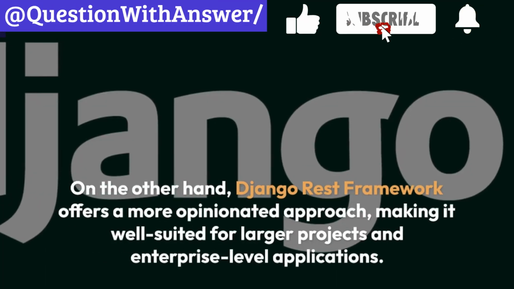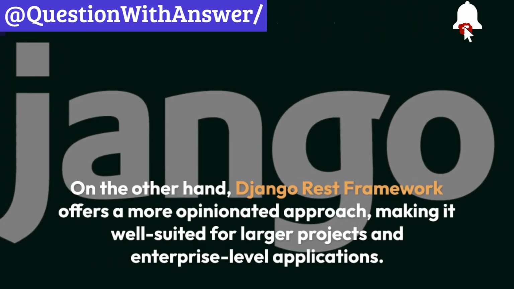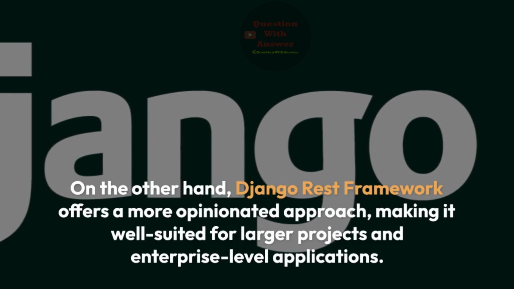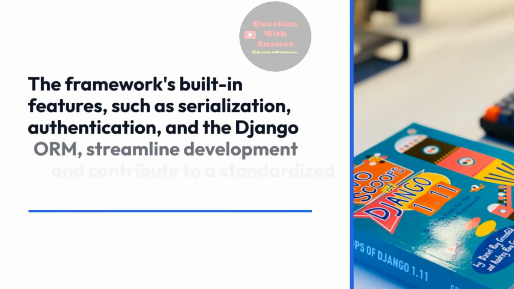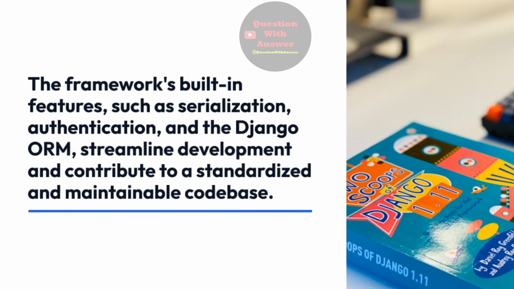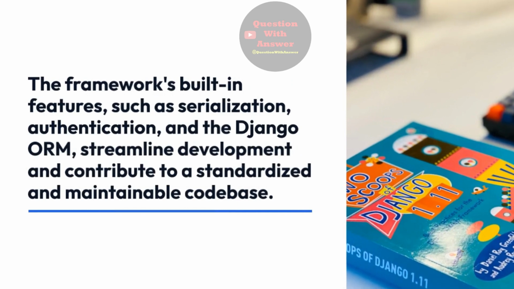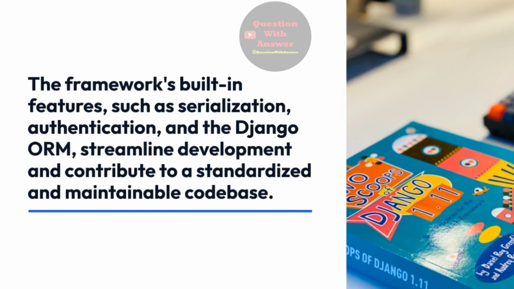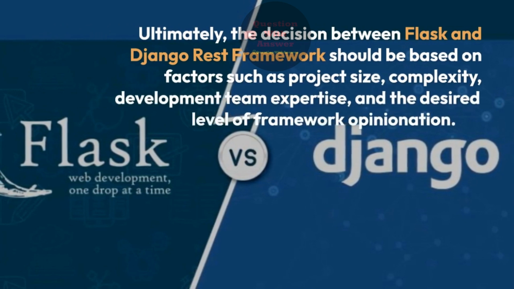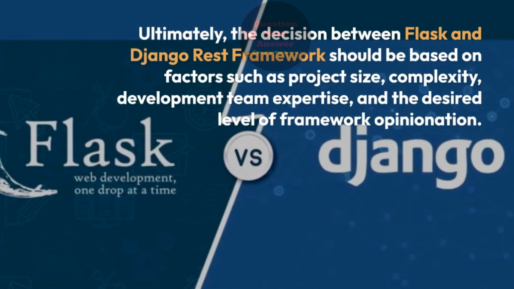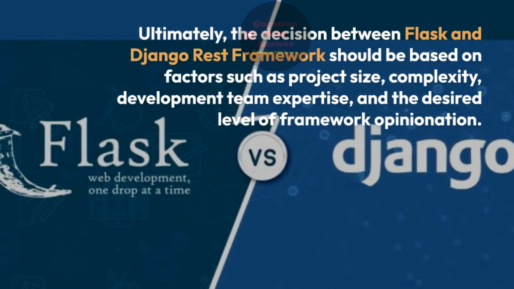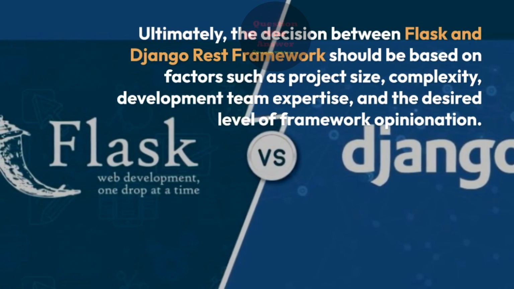On the other hand, Django Rest Framework offers a more opinionated approach, making it well-suited for larger projects and enterprise-level applications. The framework's built-in features, such as serialization, authentication, and the Django ORM, streamline development and contribute to a standardized and maintainable codebase. Ultimately, the decision between Flask and Django Rest Framework should be based on factors such as project size, complexity, development team expertise, and the desired level of framework opinionation.